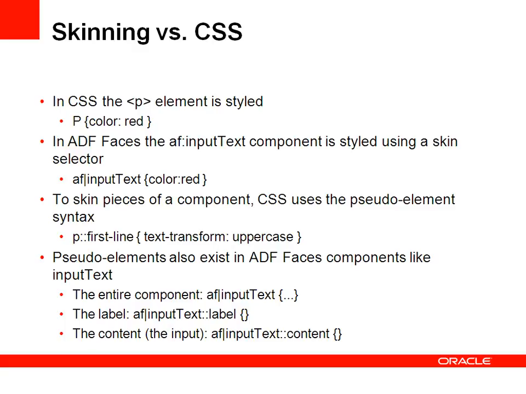Now, in skinning, you would use a selector that is specific for a component, like af|inputText as a component in ADF Faces. There you see the skin selector is AF with a vertical line at design time, af|inputText, and there you apply color red. In this case, this information would be applied to the outermost component rendering the text input field, so that will put a color onto the label. If you wanted to put that onto the contents, the text that the user enters into the input text field, then you would use a more precise skin selector, af|inputText::content.